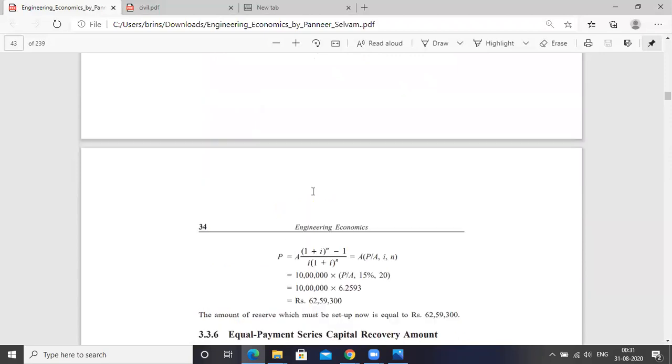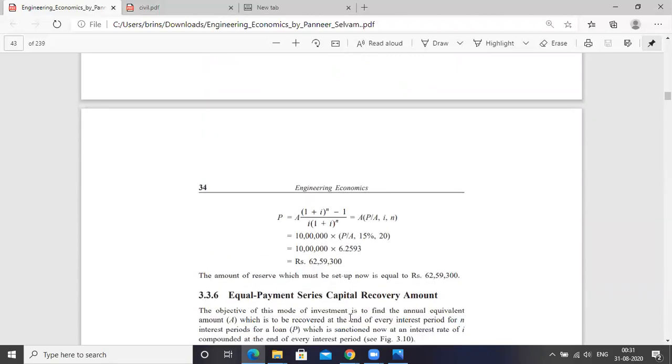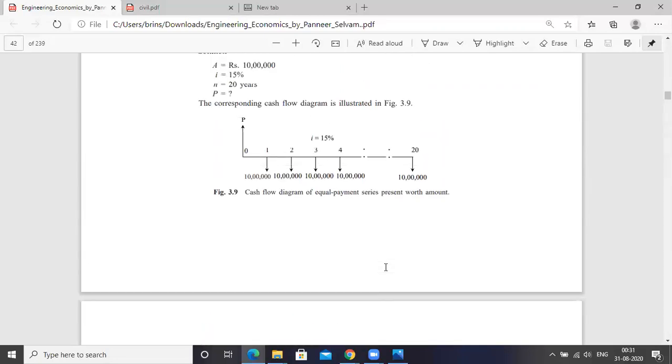You can substitute all the values and directly find the answer. The amount of reserve which must be set up now is 62 lakhs 59,300. Verify whether you are getting the same answer.